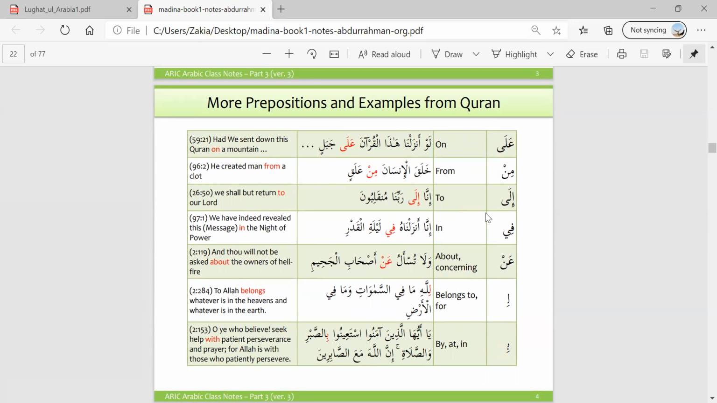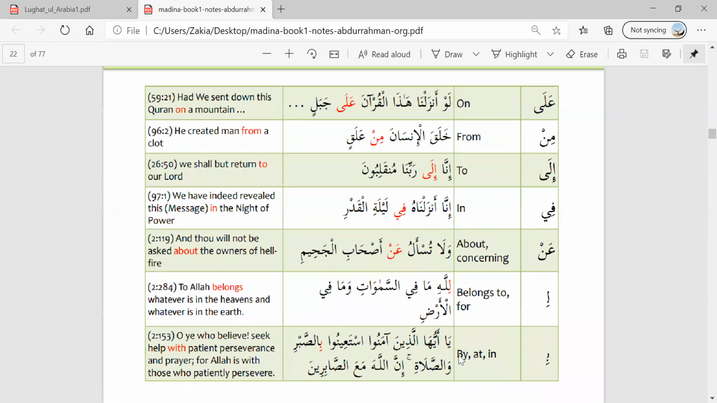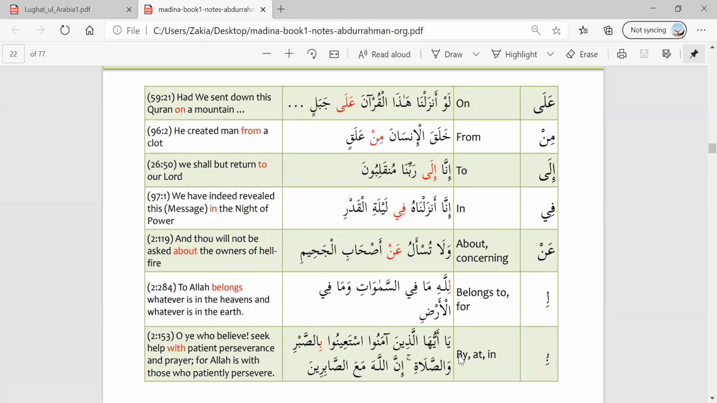Ila means to. Fi means in, an is basically concerning or about, li is it belongs to, and bi is also by, at, or in. Okay, and sometimes they say with as well, with the bi, depending on the sentence you're using. Okay, I'm just going to enlarge this slightly so we can see some of our verses from the Quran. So these verses are taken from the Quran. Inshallah, we'll look at the translation of these.